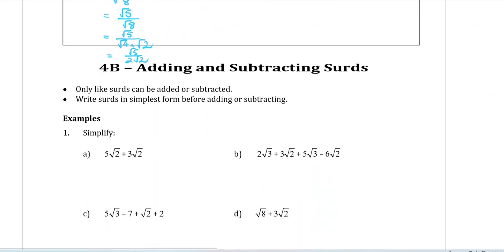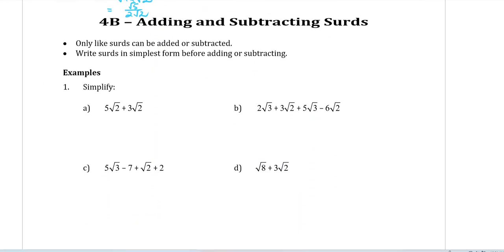Moving on to our new work, adding and subtracting. Now, when adding and subtracting surds, it's a lot like working with algebra. You can only add like surds. Like surds meaning you can do root 2's with root 2's and root 3's with root 3's, but you can't mix the two types together. But sometimes some surds need to be simplified before you can add them together.